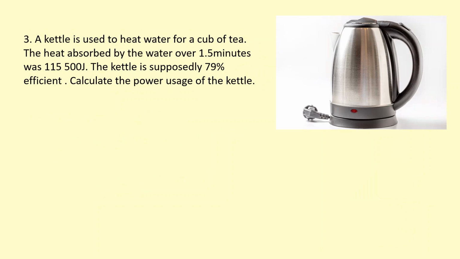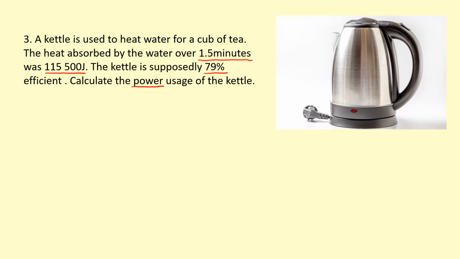The kettle is used to heat water for a cup of tea. The heat absorbed by the water over 1.5 minutes is 115,500 joules. The kettle is supposedly 79% efficient. Calculate the power usage of the kettle. So they want a power here, and they've given us the energy and time.